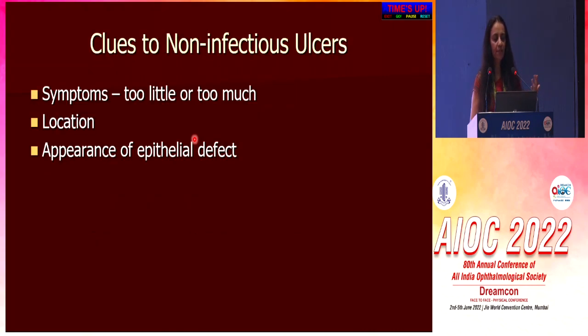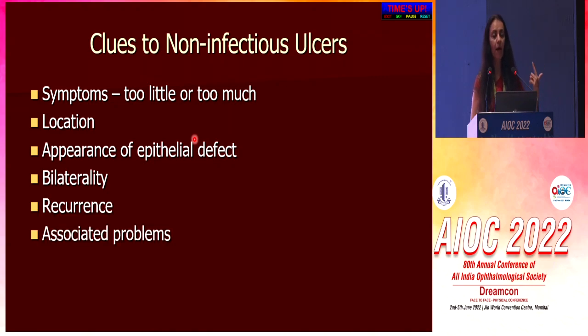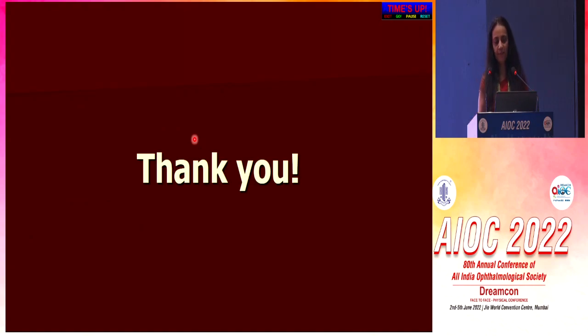So again, too many symptoms, too few symptoms, location, the way the epithelial defect appears. If you have bilateral ulcers, start thinking of this. If they keep coming back, think it's non-infectious and look for associated problems. Thank you.